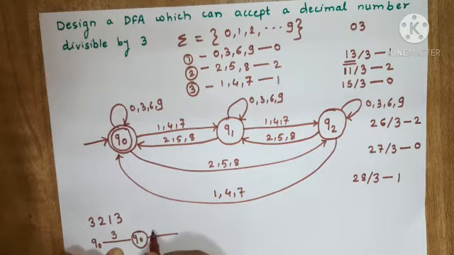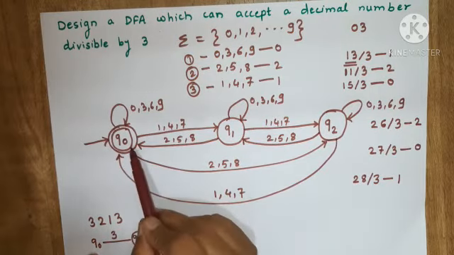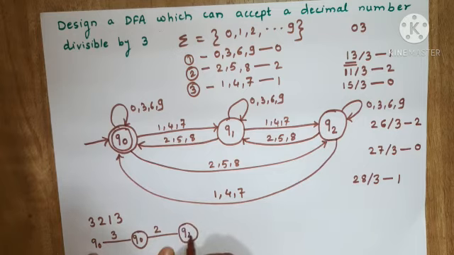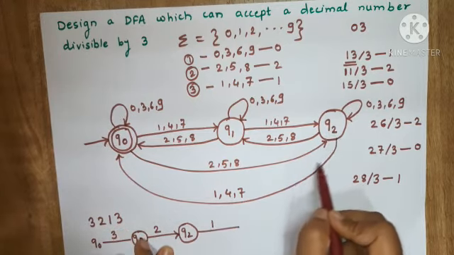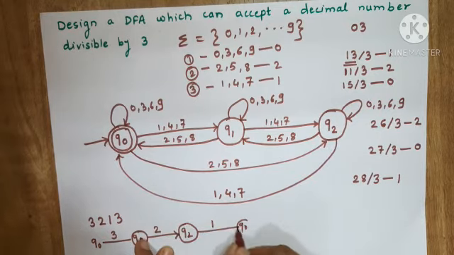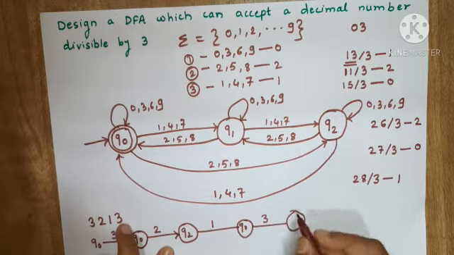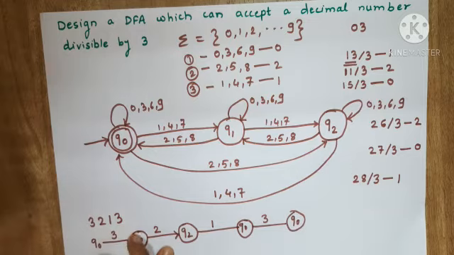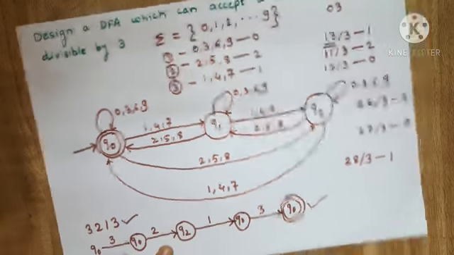Now in Q0 state if I read the next digit, that is 2, I go to Q2 state. In Q2 state if I read 1, I go to Q0 state. And in Q0 state if I read the next digit as 3, again I will remain in Q0 state. So my string is over, and now I am in Q0 state, and that is a final state, and that's why this particular number is divisible by 3.